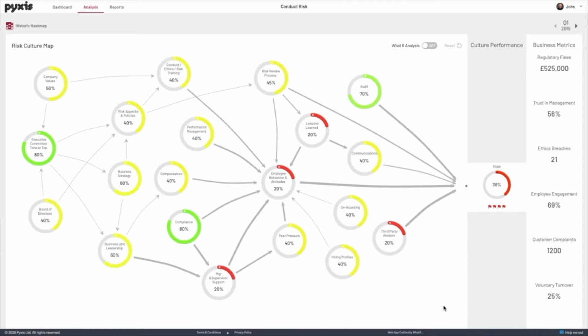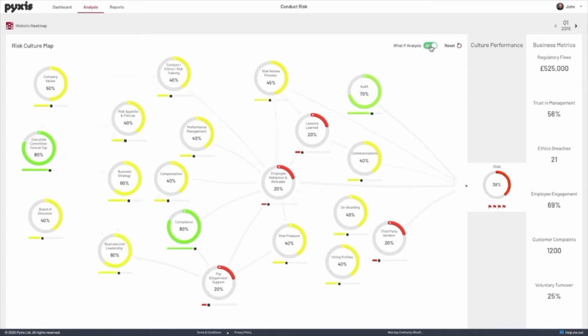To determine where to make the most effective improvements, the platform has a what-if scenario function. Traditional approaches to mitigating risk focus on improving training, risk reviews, and internal communications. Using the what-if function and improving these three culture drivers shows a small overall improvement.